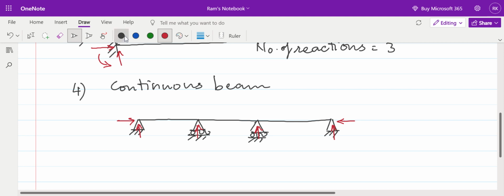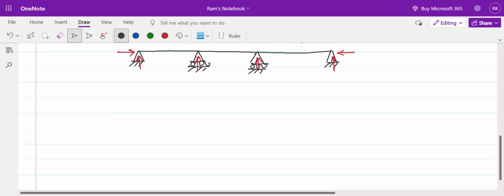So the total number of reactions in case of a continuous beam, we can calculate as 2 plus 2 plus 1 plus 1. The end supports will offer two reactions each, and a single reaction will be offered by the intermediate support. So that is equal to 4 plus 2, 6. So the number of reactions is equal to 6.